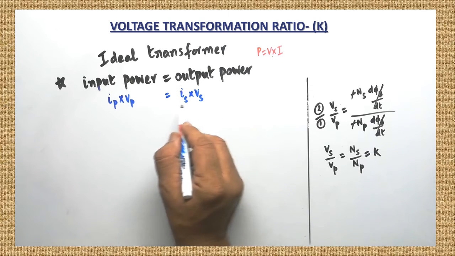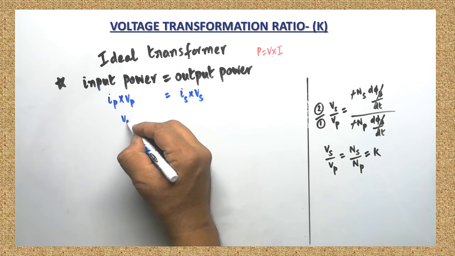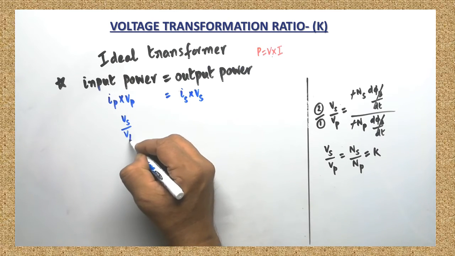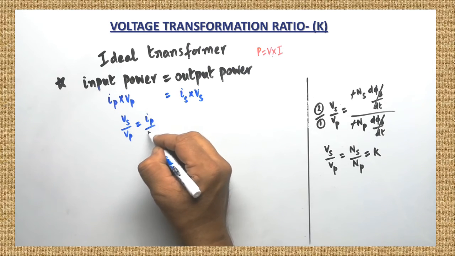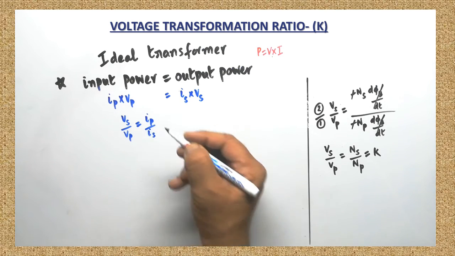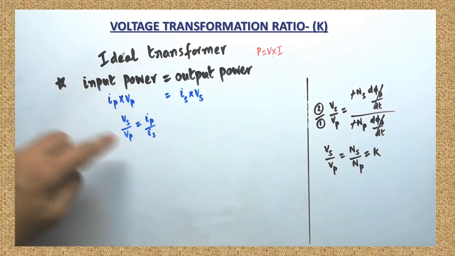It is written in mathematical form. Now this Vs is to be divided by Vp. After cross multiplying you will get Ip divided by Is. Are you clear? So here Vs by Vp will be equal to Ip by Is.